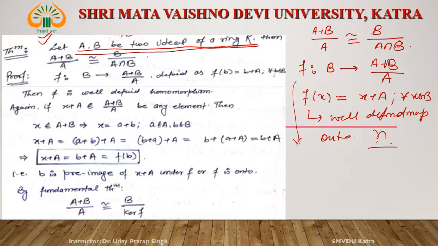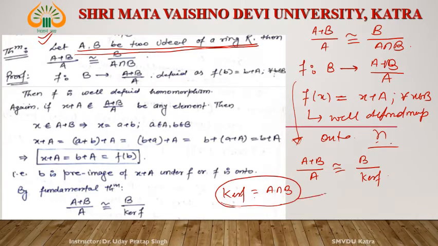Now apply the fundamental theorem. The fundamental theorem says that (A + B)/A is isomorphic to B by kernel of f. What is the kernel of f? If we are able to prove that the kernel of f is equal to A ∩ B, then replacing this by A ∩ B, the proof of this theorem is done. But before this, we have to show that the kernel of f is A ∩ B.